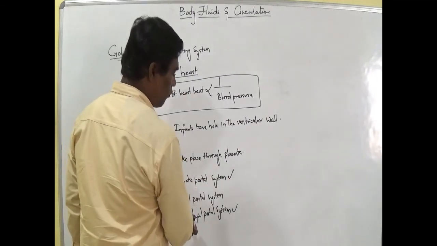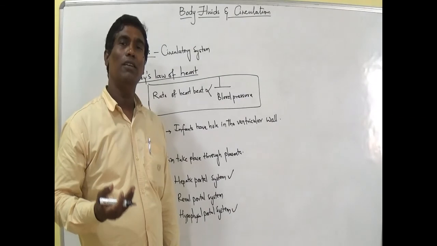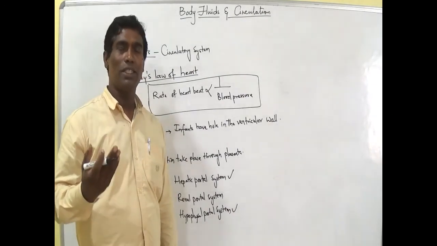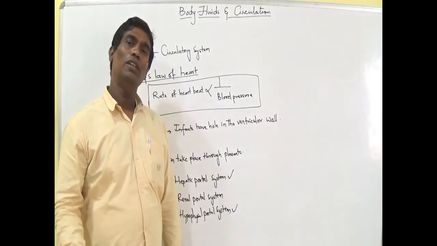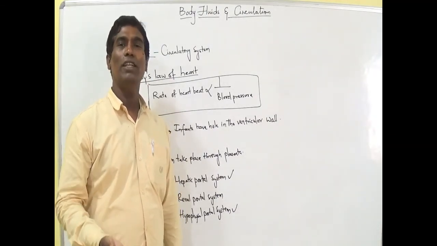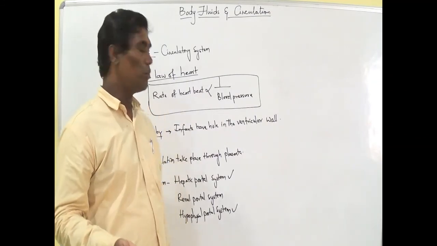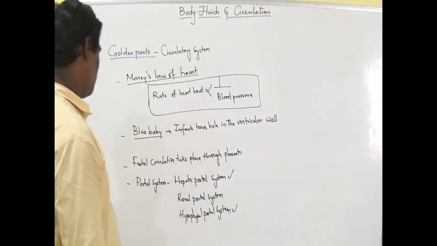When it comes to the hypophyseal portal system, it is usually located in the brain, where the secretions from the hypothalamus are poured into the pituitary gland directly, and from where they are transported to various parts of the body. That's the reason why it is called hypophyseal portal system.